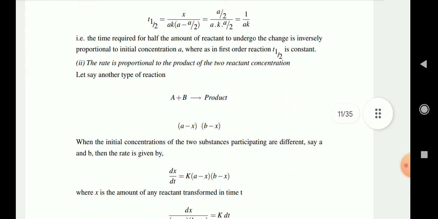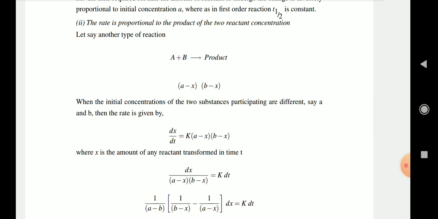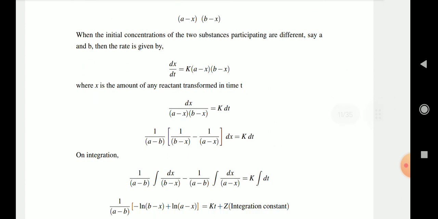Second, where the rate is proportional to the product of two reactant concentrations, let us take another type of reaction, A + B gives products, that is (a - x) and (b - x). When the initial concentrations of the two substances are different, say a and b, the rate is dx/dt = k(a - x)(b - x), where x is the amount of reactant transformed in time t. So dx/((a - x)(b - x)) = k dt, which can be written as 1/(a - b) [1/(b - x) - 1/(a - x)] dx = k dt.